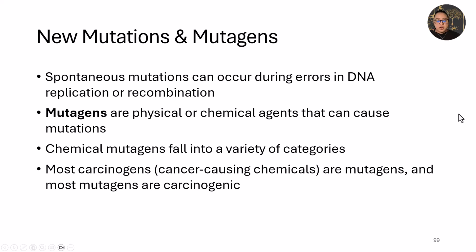And so remember from last lecture that spontaneous mutations can happen during errors in DNA replication or errors in recombination or due to physical or chemical agents. Those are called mutagens because they cause mutations. There can be chemical mutagens or physical mutagens. Most carcinogens, or cancer-causing chemicals, are mutagens. So the mutations that they cause will happen to cause cancer. And most mutagens are carcinogenic.